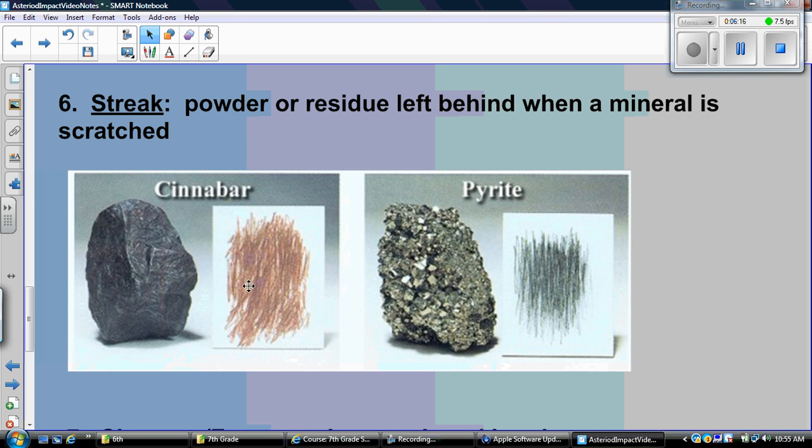So cinnabar leaves behind a reddish color. Pyrite leaves behind a dark, kind of dark gray color. That's how we can distinguish pyrite from gold. Gold leaves behind a more gold color. Or actually, pyrite I think is more green. I think that color should be green.